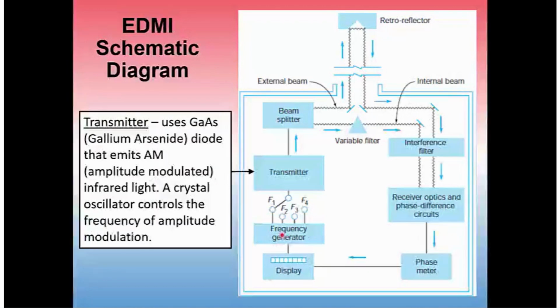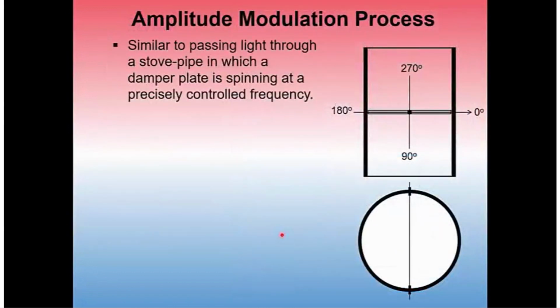Now, what is amplitude modulation? Well, it's a pulsation of light that passes through the instrument. It's similar to passing light through a stovepipe in which a damper plate is spinning at a precisely controlled frequency. We can see in the sketch here that there is a stovepipe with a damper installed in the middle of the pipe. It is a circular pipe.